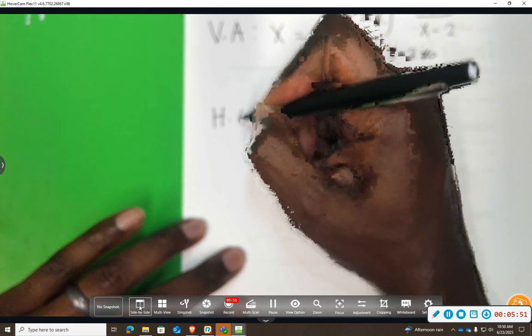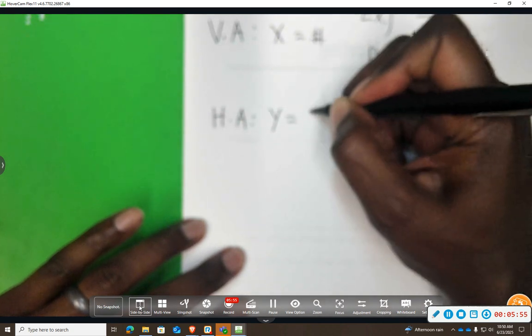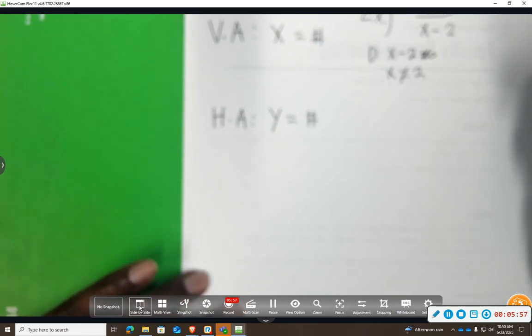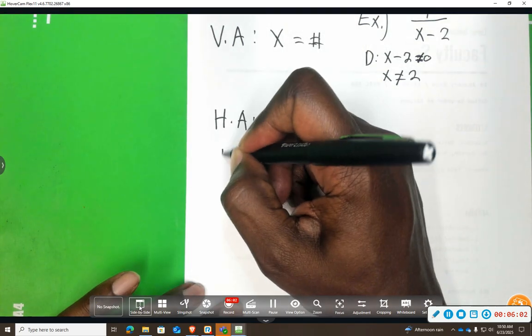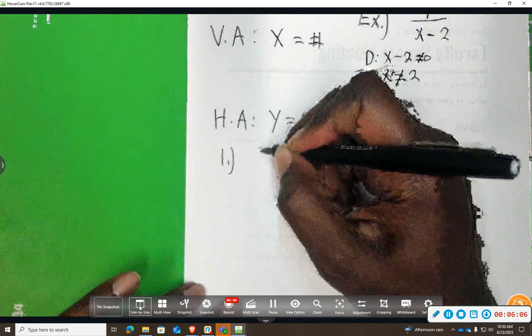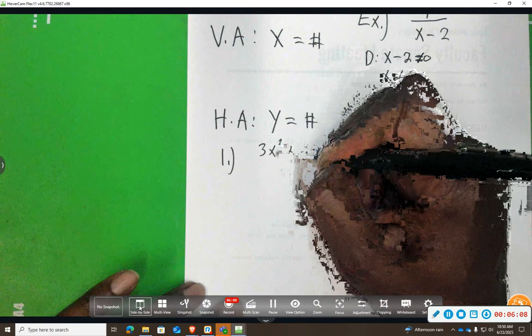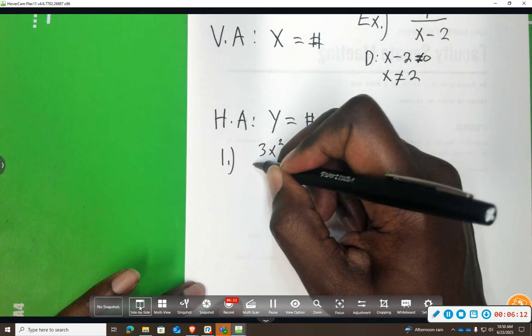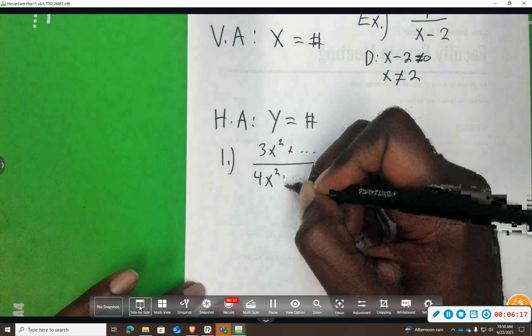All right, the horizontal asymptote, HA, I'm going to abbreviate, it's going to be y equals some number. Okay, that number is going to be determined by one of 3 scenarios. So 1 is, for an example, let's say we had a 3x squared plus dot dot dot. We don't know what the rest is. Let's say on the bottom we have a 4x squared dot dot dot.